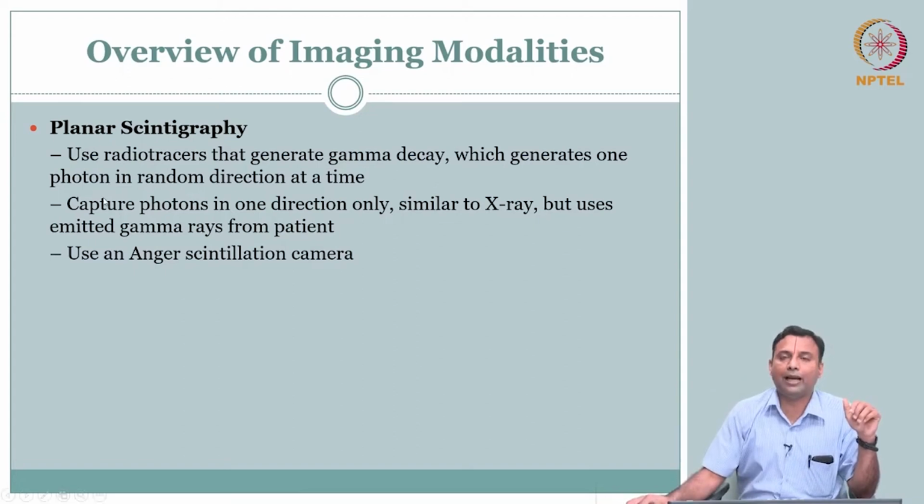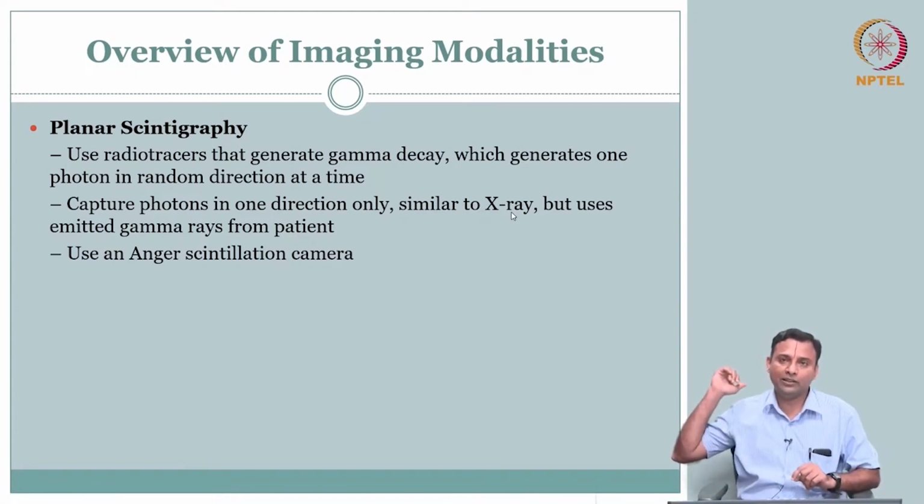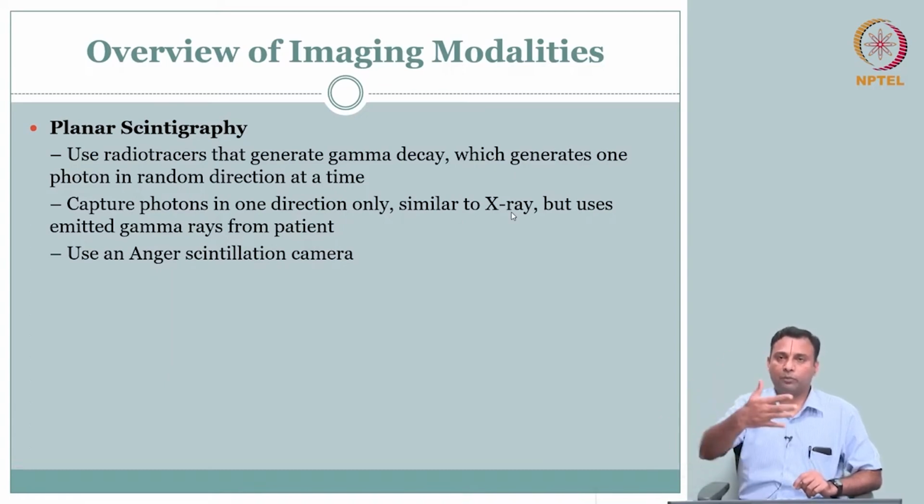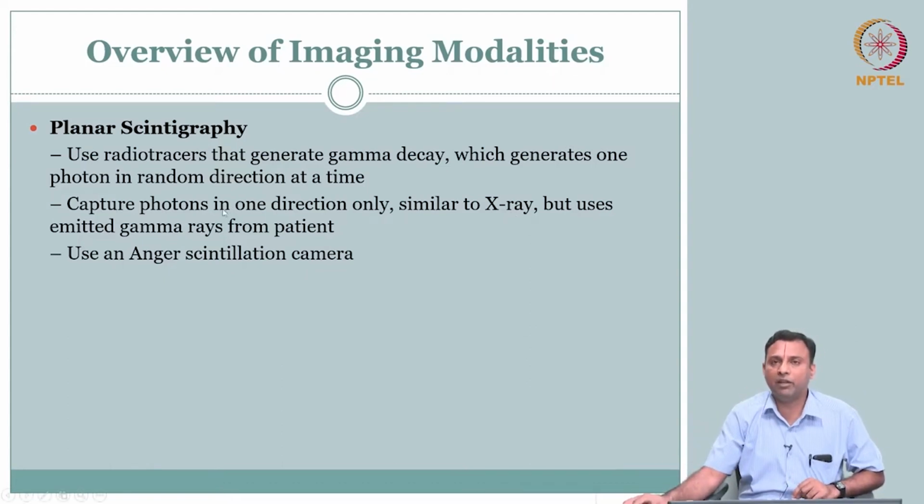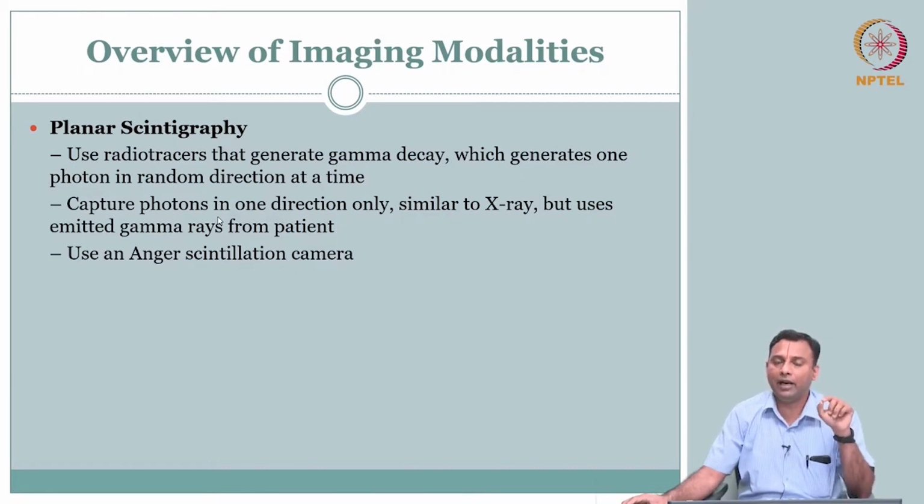These photons can be captured in that direction, and in some sense it is very similar to your X-ray projection radiography, where you had a rectangular detector behind the body. The whole area was captured, the projection was captured. Here you are going to have a detector that detects where the gamma rays are coming from. Our interest is to tell from the image how much activity came and from where it is coming. So these are the two things.